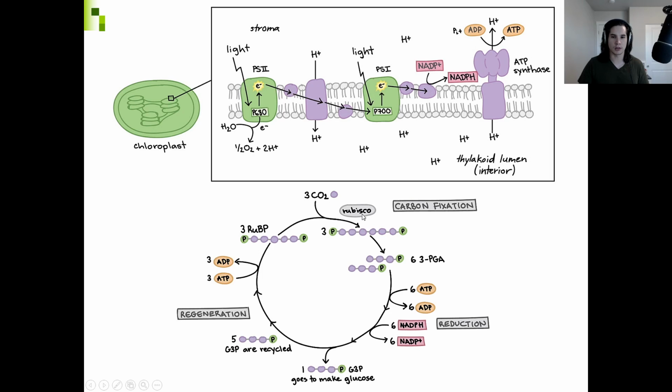Where is the Calvin cycle happening? It's happening in the stroma. Where is the light reaction happening? It's happening in the thylakoid membrane. Where does photosystem 1 get its electron from? H2O. What does photosystem 2 get its electron from? H2O. Where does photosystem 1 get its electron from? From photosystem 2. What does your light reaction require? It requires water. It requires light.